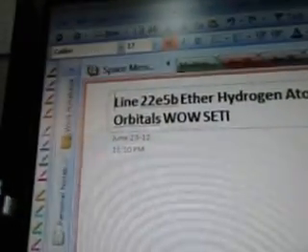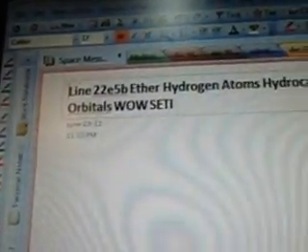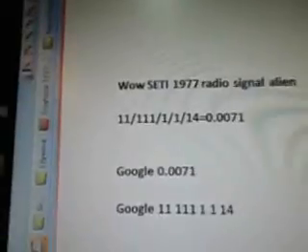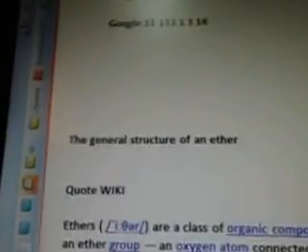This is part 245, line 22E5B: ether, hydrogen, atoms, hydrocarbons, hybridized orbitals, Wow Seti. And there's the alien radio signal.